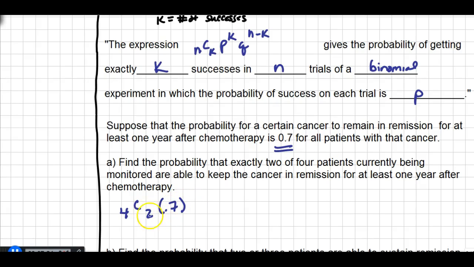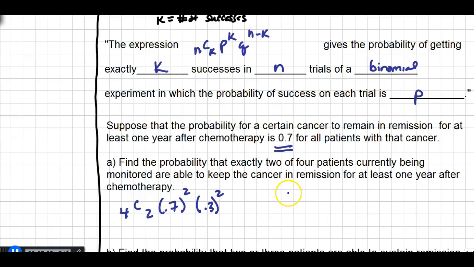That 0.7 needs to get raised to whatever the k is, so in this case a 2. We have to calculate the complement to 0.7, so hopefully you know how to do that. 1 minus 0.7 is 0.3. And then we just subtract 4 minus 2 to get the other exponent. Now you can type that in as is on your calculator. You can tell it to do the combination command.